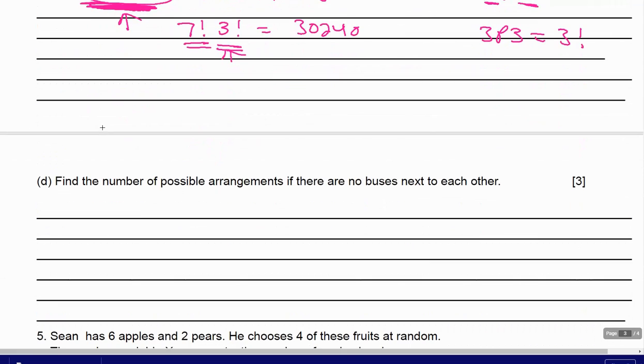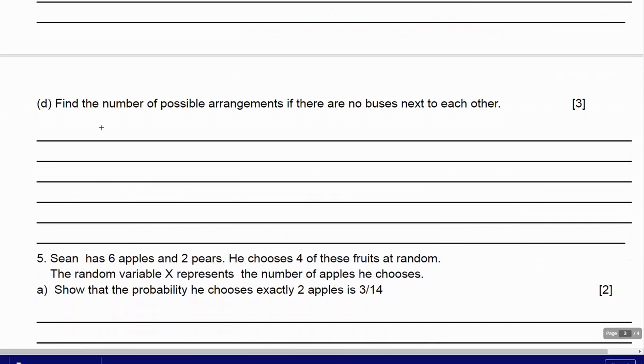So then take a look at D. And D says, find the number of possible arrangements if there are no buses together. All right, so what's the first thing we do here? So not the buses. What's separating the buses? So if you want, we can go like this. C1, C2, C3, C4, C5, and C6. There are my 6 cars. Now, for the buses to be separated, where could they possibly go?